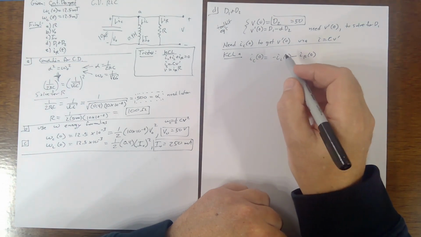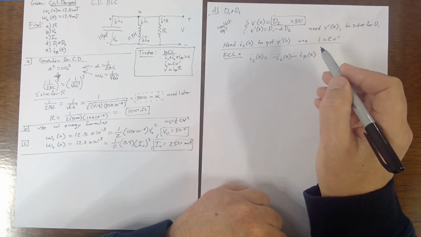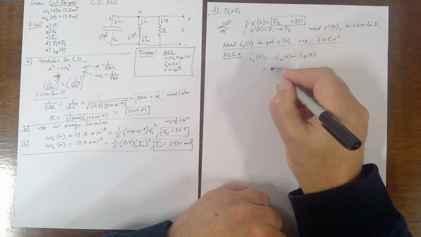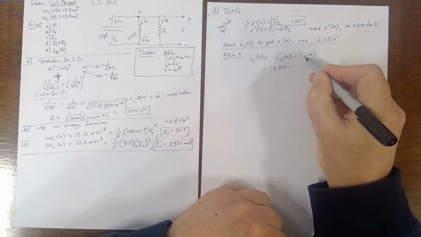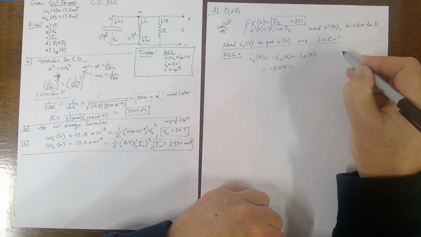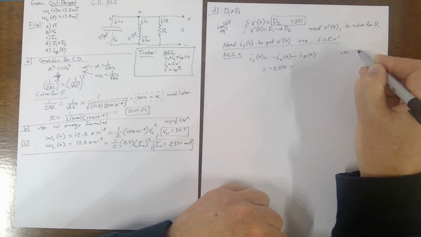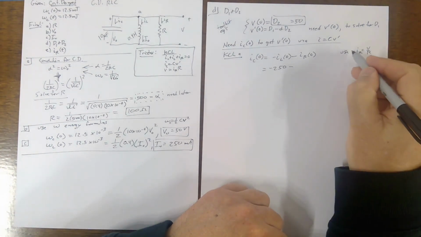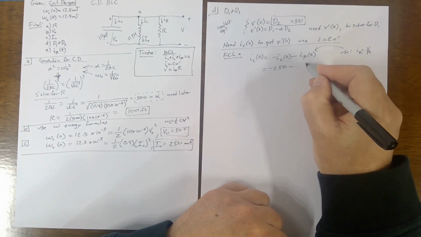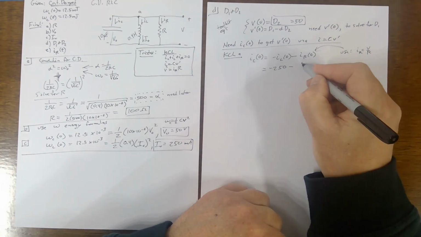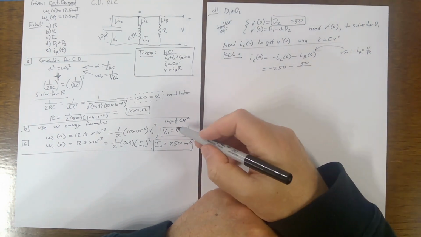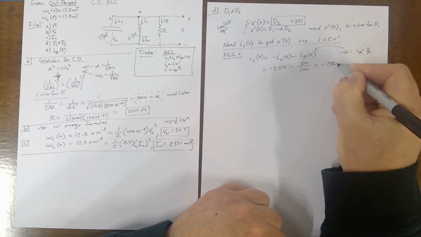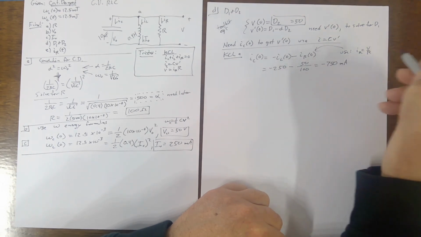So these two terms are negative. And this thing we have, this is big I sub 0. So this is just minus 250. And this, we'll just use I equals V over R, I sub R equals V over R for this thing. So this is V, the initial voltage 50, over R, which is 100. Okay, so this works out to be minus 750 milliamps.